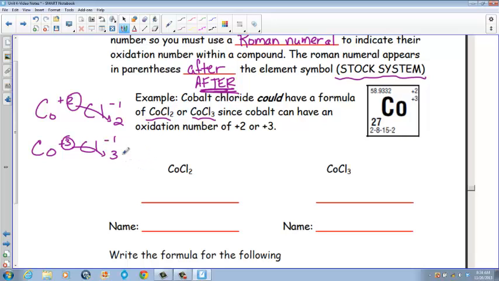So for this example, if it has a charge of 2, we would write cobalt(II) chloride. And then for this one would be cobalt(III), in Roman numerals, chloride.